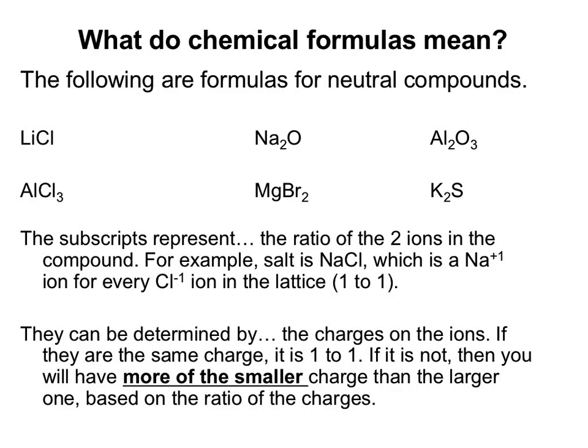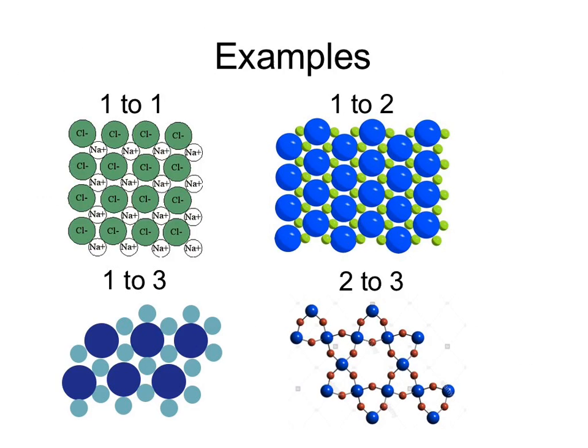So some examples of what they look like: these 1-to-1, 1-to-2, 1-to-3 ratios. They're printed in your note packet there, so take a look at them. With a 1-to-1, you get equal amounts of the two. With a 1-to-2, you get twice as many of one of them. Okay, so I'm going to go to these pictures.